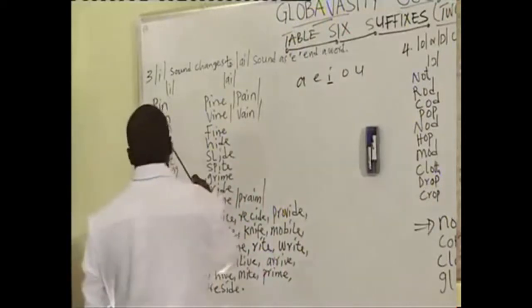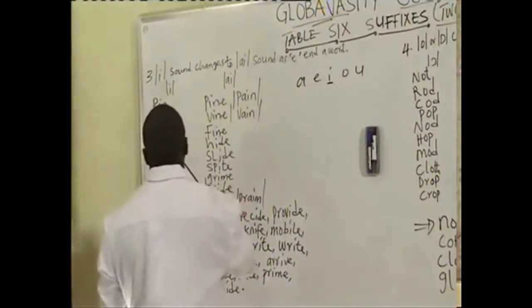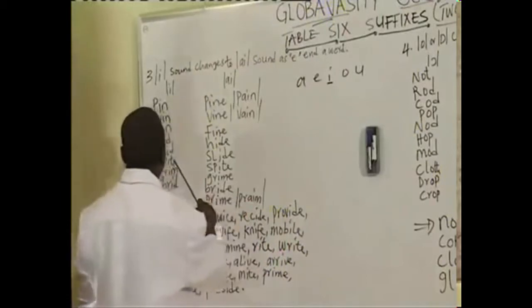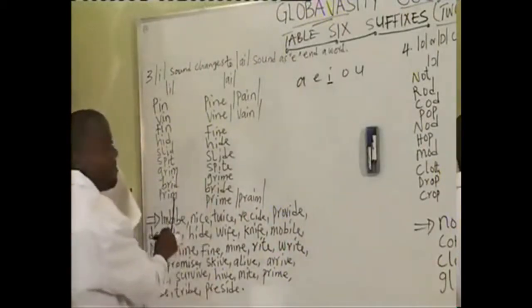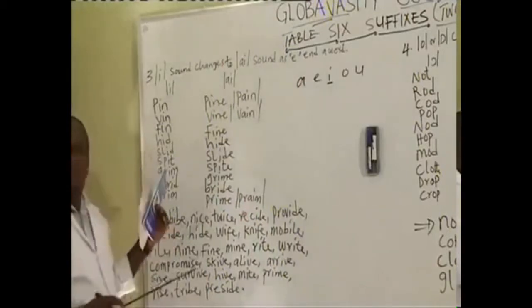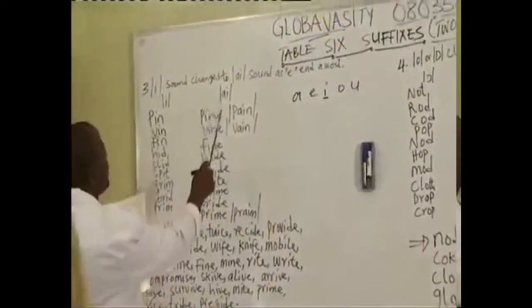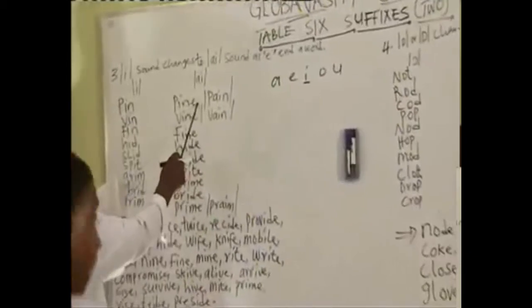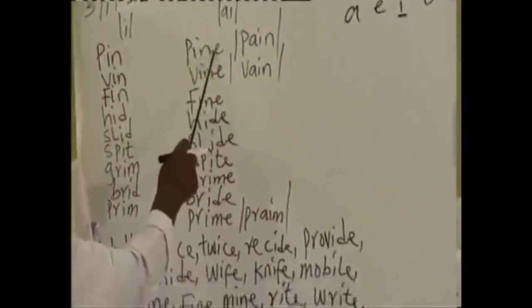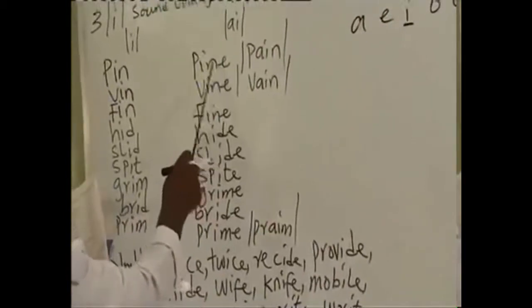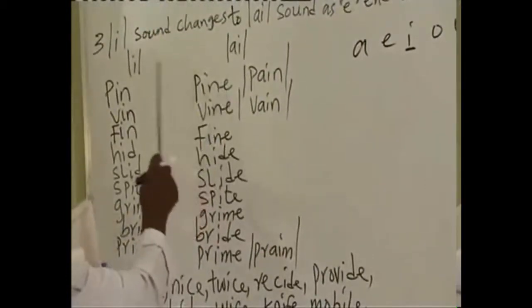Bin. Heat. Sleep, speed, green, breed, and what? Bring. Now, look at it this way. If E is added, can you see it? If E is added, what will happen here? Pine, and not pin again. Pine. It changes to the I sound.